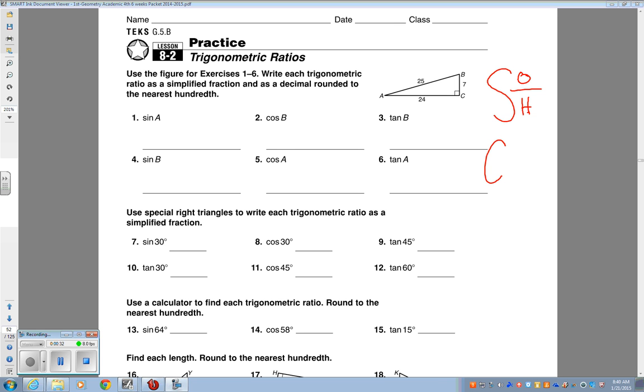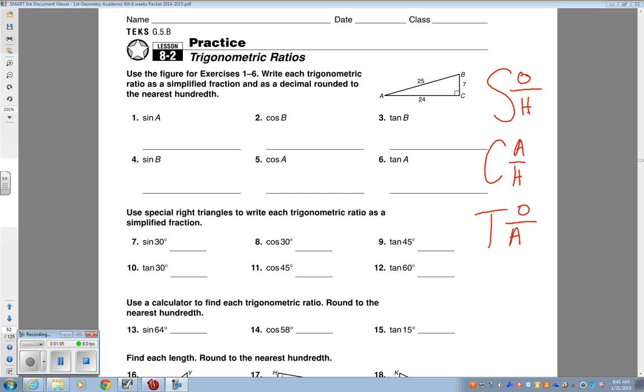C is for cosine. What is that ratio? What parts are compared on that ratio? A for what? Adjacent. Hypotenuse. H for hypotenuse. And then the last one is T for tangent. O over A. TOA. So opposite over adjacent. So on this first section, because we're going to get into some practice, you're just giving me the ratio based on the angle that they give you.